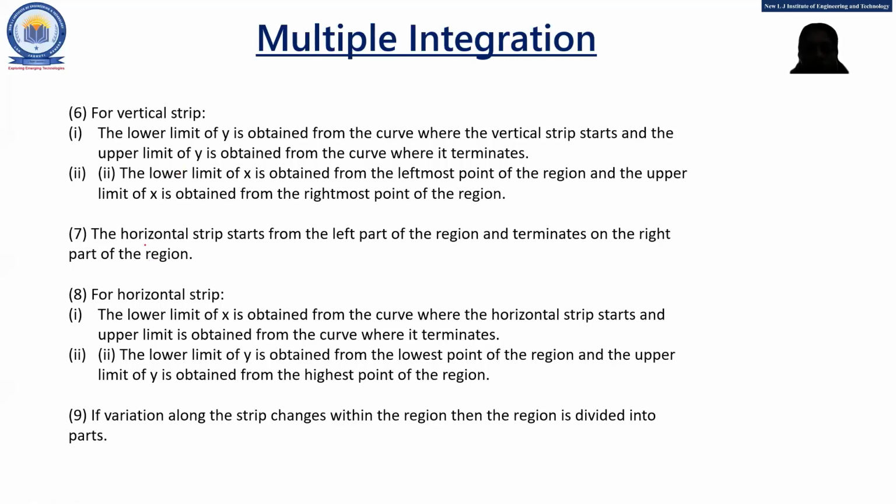And if you choose a horizontal strip, then it starts from the left part of the region and terminates on the right part of the region. For a horizontal strip, the lower limit of x is obtained from the curve where the horizontal strip starts, and the upper limit is obtained from the curve where it terminates. The lower limit of y is obtained from the lowest point of the region, and the upper limit of y is obtained from the highest point of the region. If variation along the strips changes within the region, then the region is divided into parts.